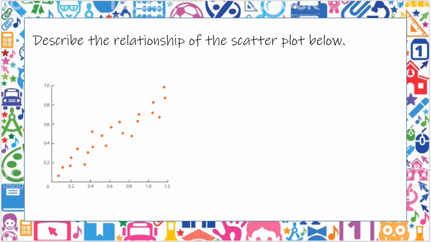Okay, describe the relationship of the scatter plot below. This one, if you notice, the data is going up to the right. This is just like our slope. When something is going up and to the right, it is a positive slope. Positive slope.